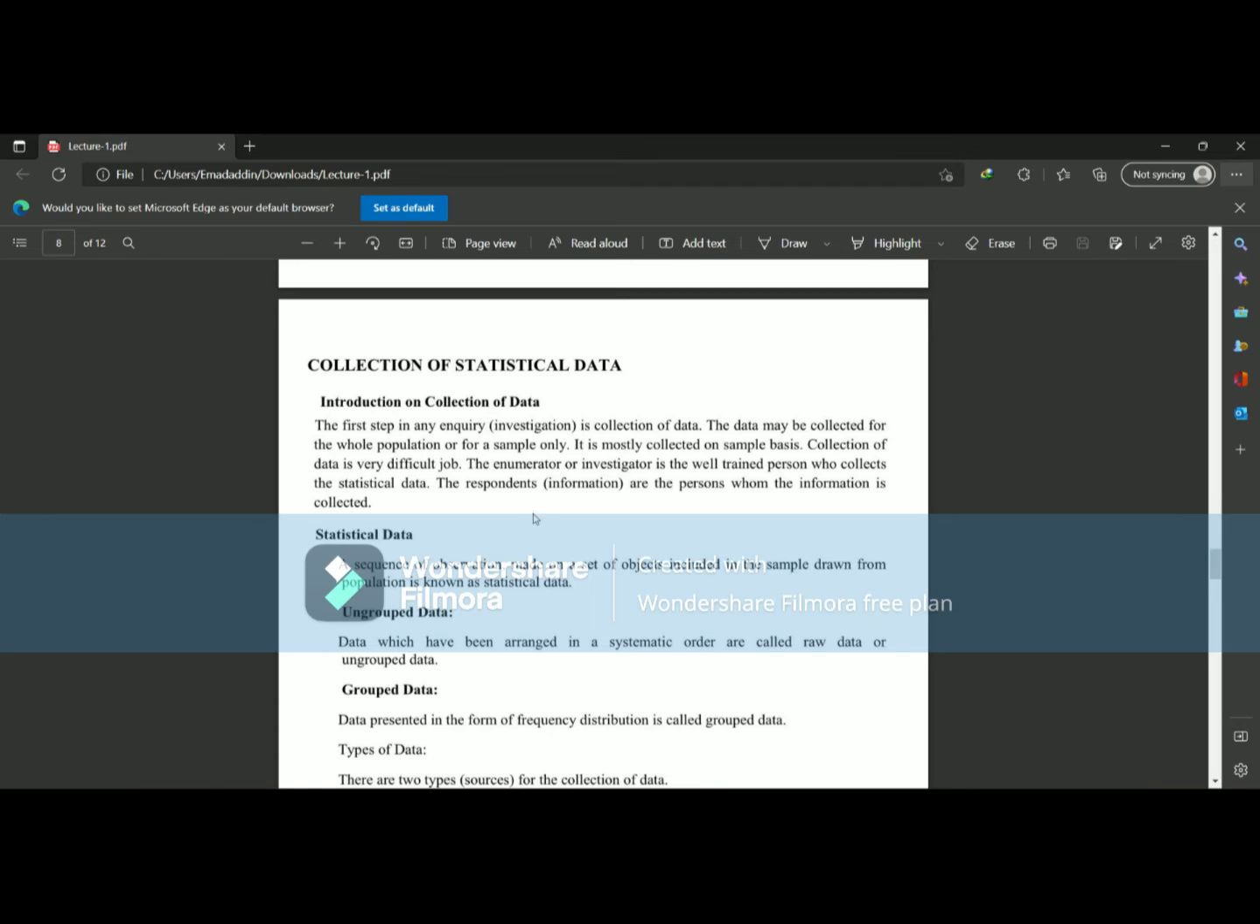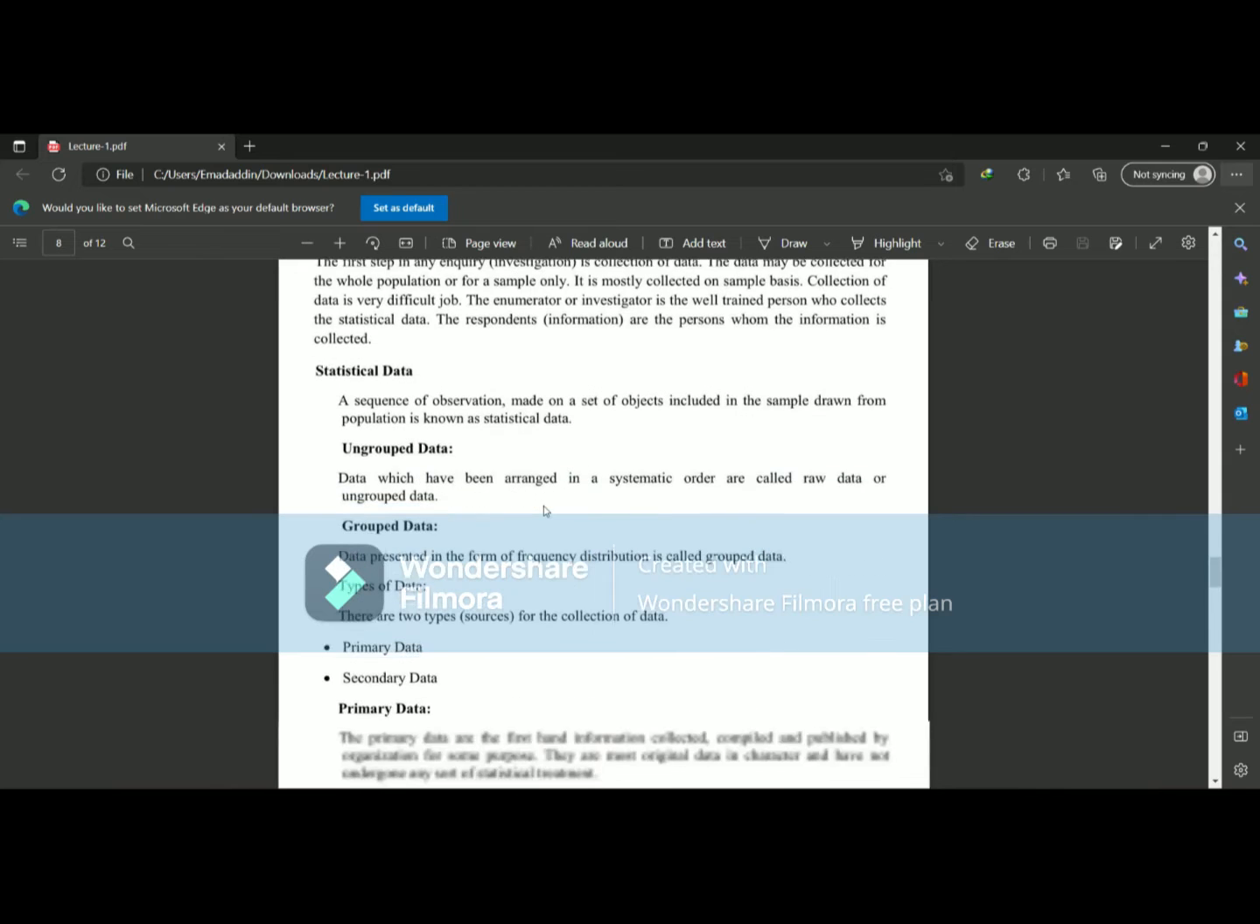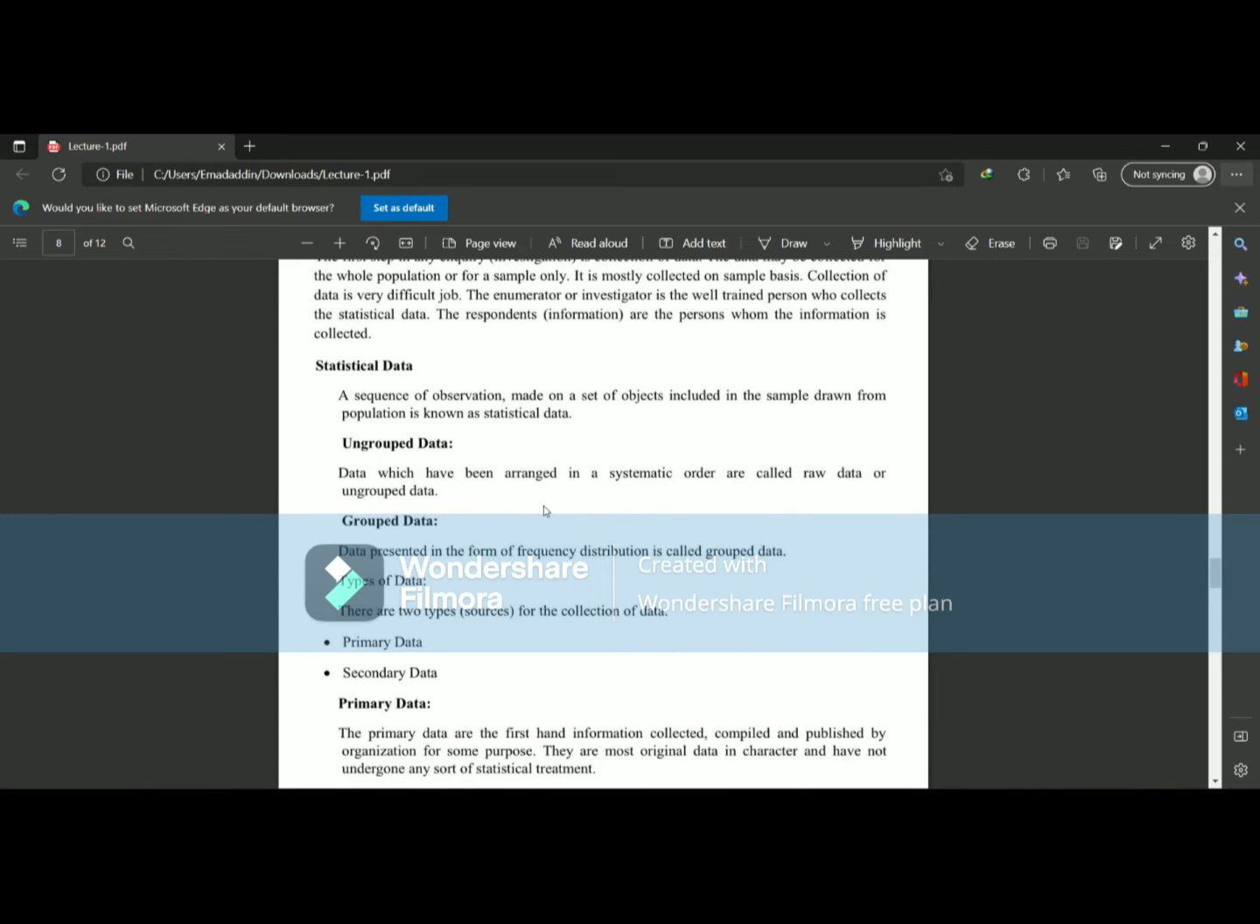Statistical data is a sequence of observations made on a set of objects included in a sample drawn from the population. Ungrouped data are data which have not been arranged in any systematic order; they are raw data, or ungrouped data.